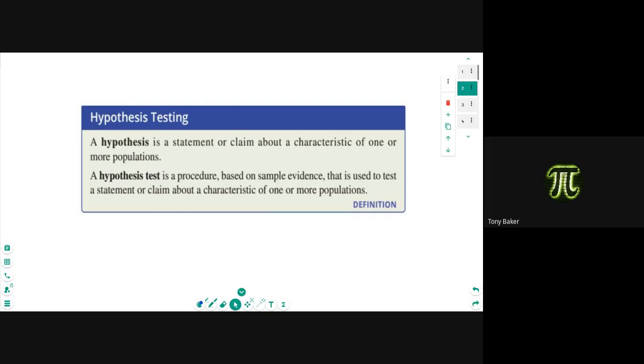So if we want to make the claim that 60% of people in the United States like vanilla ice cream, that's my hypothesis. I would then collect some data on it, do a statistical analysis on it, and based on that, determine if my claim could possibly be true. Okay, that's my hypothesis, and that's what we would go through and do the testing for.